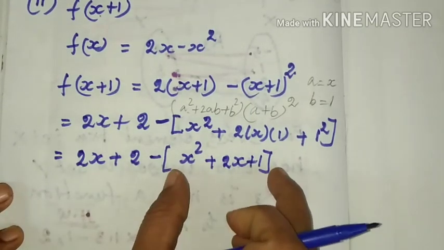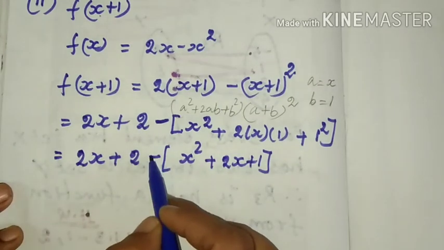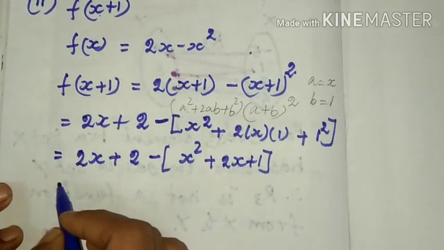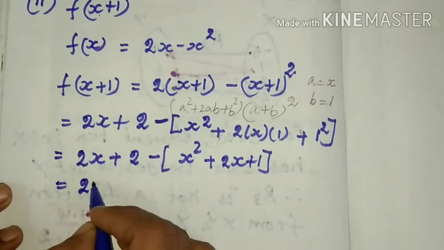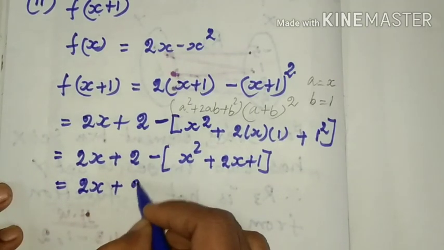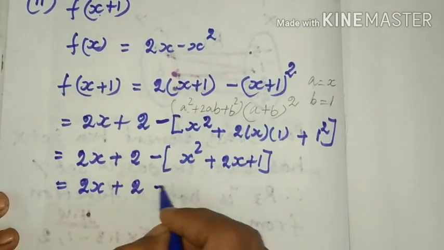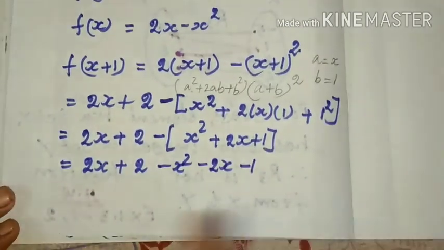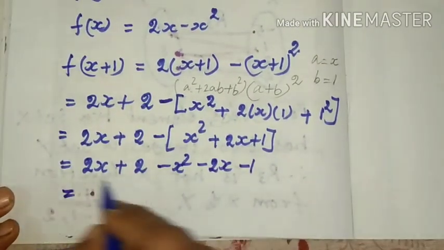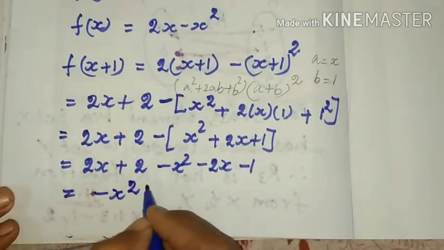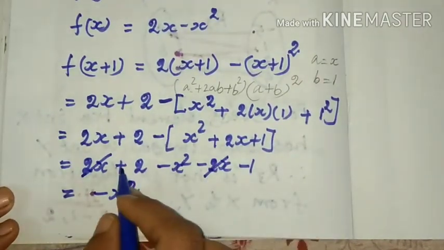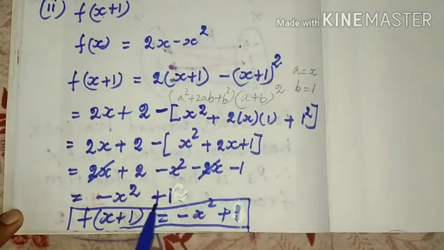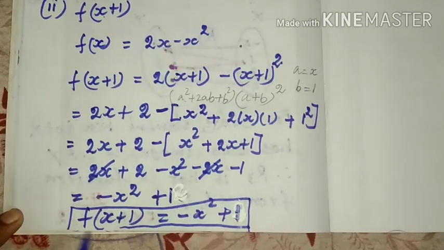So next you remove the bracket. For removing, you multiply minus sign. Then we get minus x squared minus 2x minus 1. Now you simplify the like term, x squared minus x squared plus 2x minus 2x cancel, 2 minus 1 we get 1 plus 1. Then the answer of f of x plus 1 equal to minus x squared plus 1.